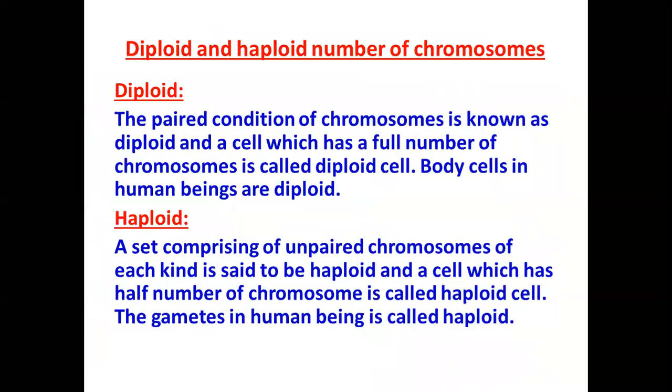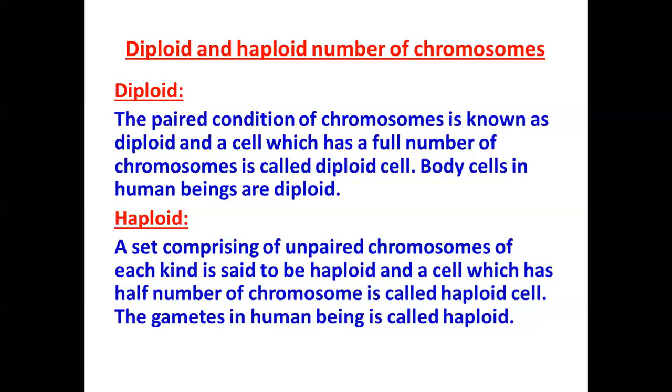Next is diploid and haploid number of chromosome. Now, what is diploid? The paired condition of chromosome is known as diploid, and a cell which has a full number of chromosome is called diploid cell. Body cells in human beings are diploid, right? We all have set of chromosome. That means pair of chromosome. Like 46 chromosome in each body cells in human beings represents diploid number of chromosomes, and 23 chromosome in the sex cells or gametes represents a haploid number.